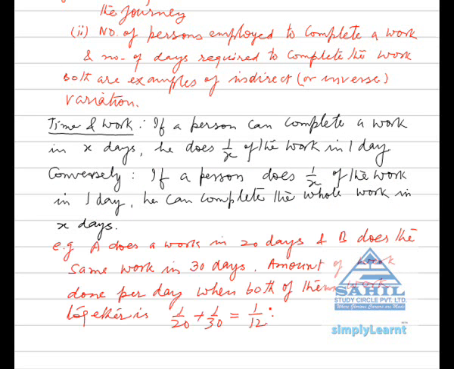For example, A does a work in 20 days and B does the same work in 30 days. The amount of work done per day when both of them work together is 1 by 20 plus 1 by 30, which simplifies to 1 by 12. In other words, both of them working together will complete the work in 12 days.